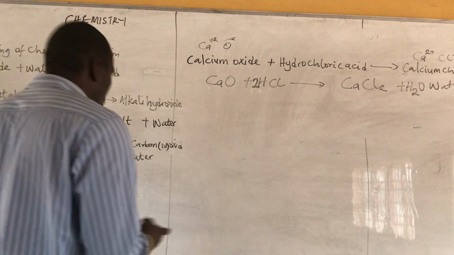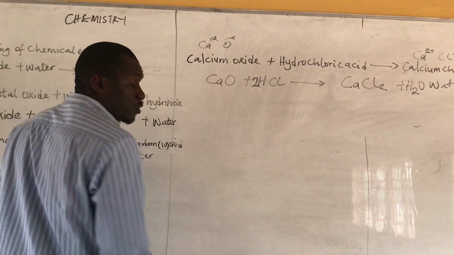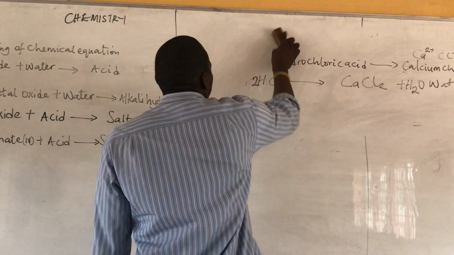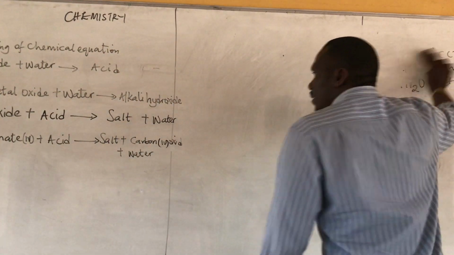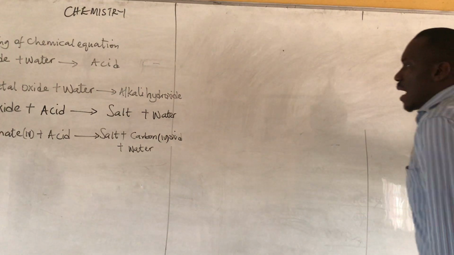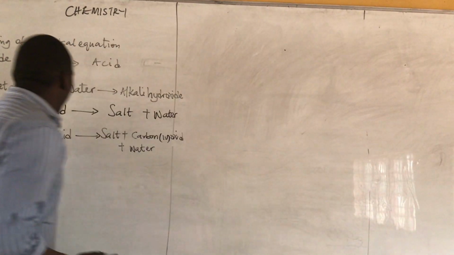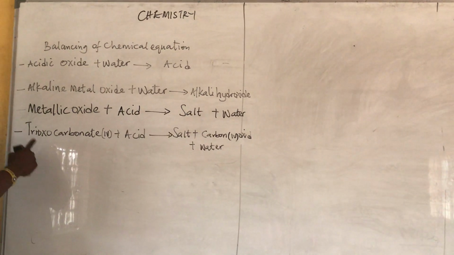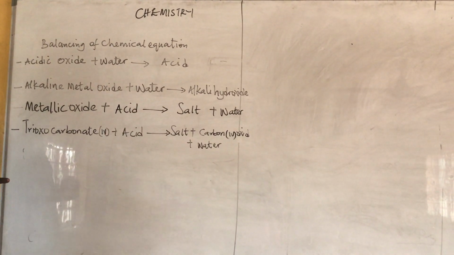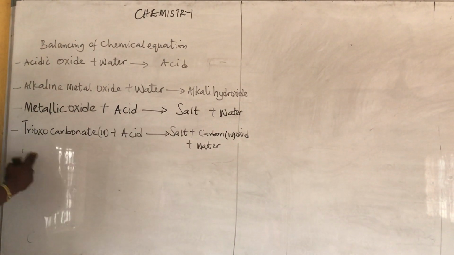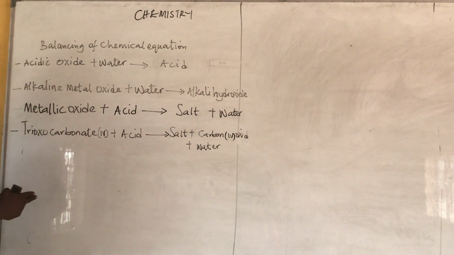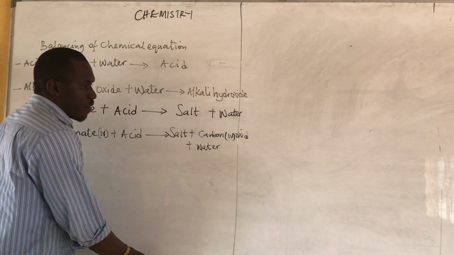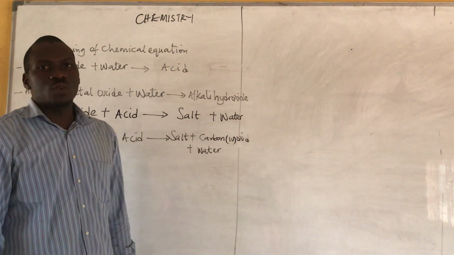You can do more examples. Please don't forget to inbox us your questions, and we are there to answer you. And this is your assignment, send it to me: pick any trioxocarbonate, a metal combining with it, such as sodium trioxocarbonate, plus an acid to give you salts, and a correct balanced equation. I'll be there to attend to you.